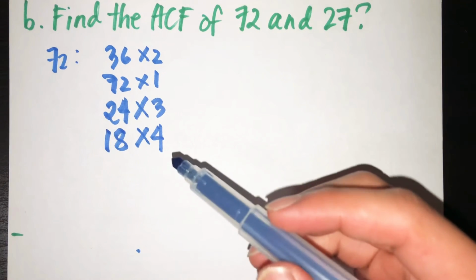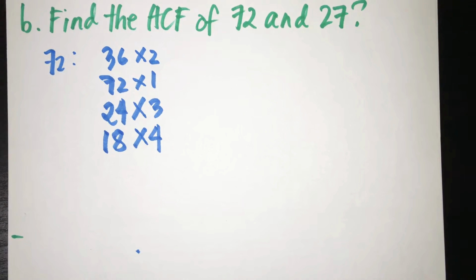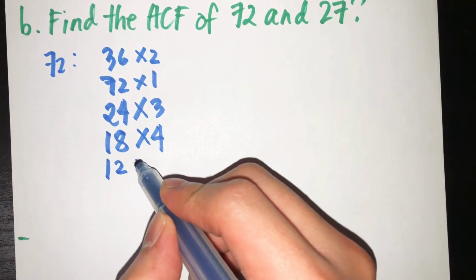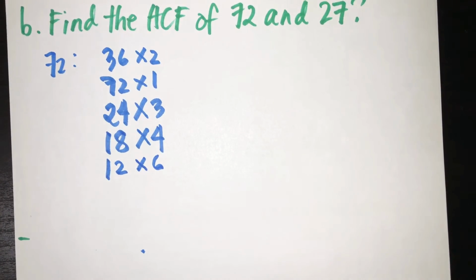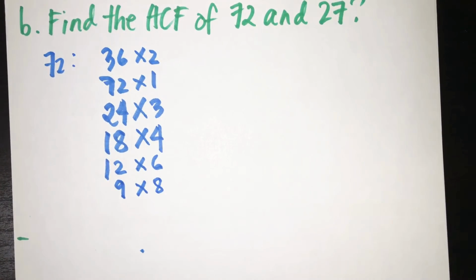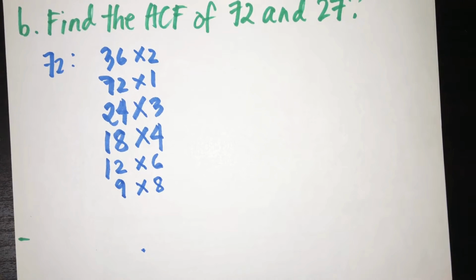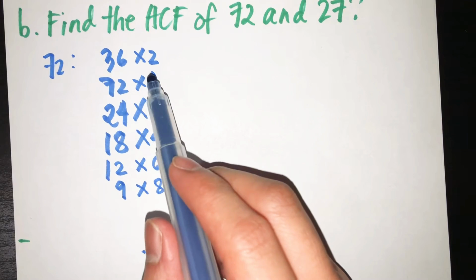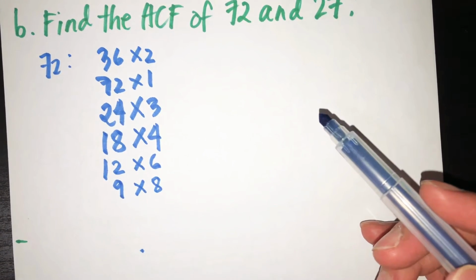Yeah, we can have 18 times 4. Then we can have also 12 times 6. Then we can have 9 times 8. And also we can have 8 times 9, 6 times 12, 4 times 18, 3 times 24, 1 times 72, and 2 times 36. Okay?